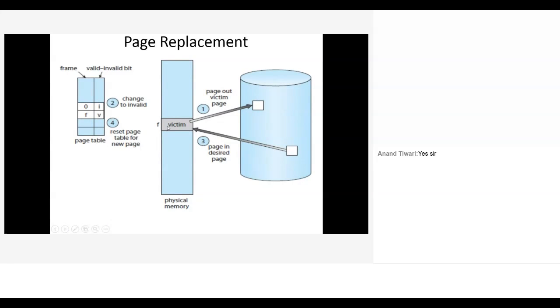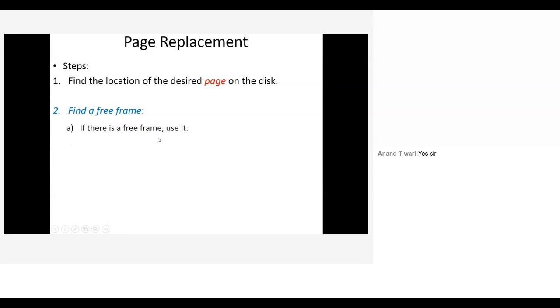So how are you choosing the victim, right? So this is the question. Let's see what the steps are. The first one is to find the location of the desired page on the disk. You have to find out where it is, and find a free frame. If there is a free frame, you have to use it. And if there is no free frame, use a page replacement algorithm to select a victim frame.